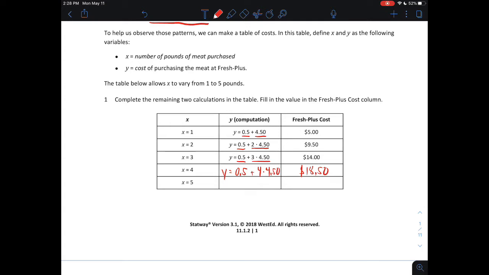And then finally, for 5 pounds of meat, again, the same pattern that we've established before. She has to spend 0.5 or 50 cents for the trip. And then we need to also add 5 pounds times $4.50.